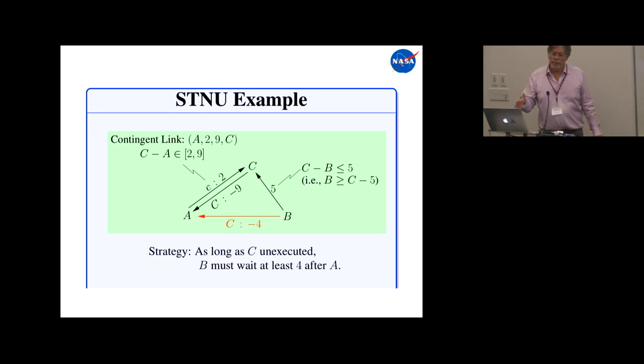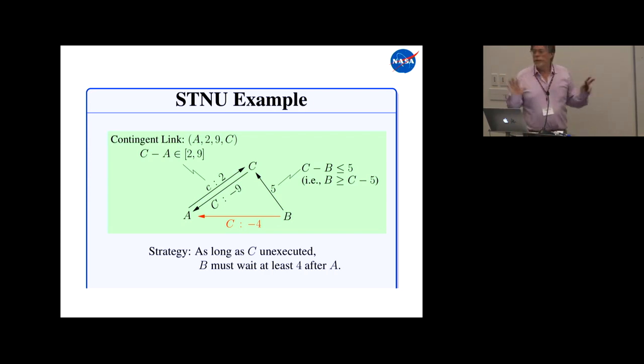If time has passed until time period 4, go ahead and execute B. Otherwise, if you find C executing before that, then you can execute B right after that. That's what this constraint indicates. It's a kind of propagation from this constraint and this constraint. You can infer, and there are rules that actually allow for that inference. There are algorithms for doing that. I'm not going to go into the algorithms today, but there are algorithms for doing that.